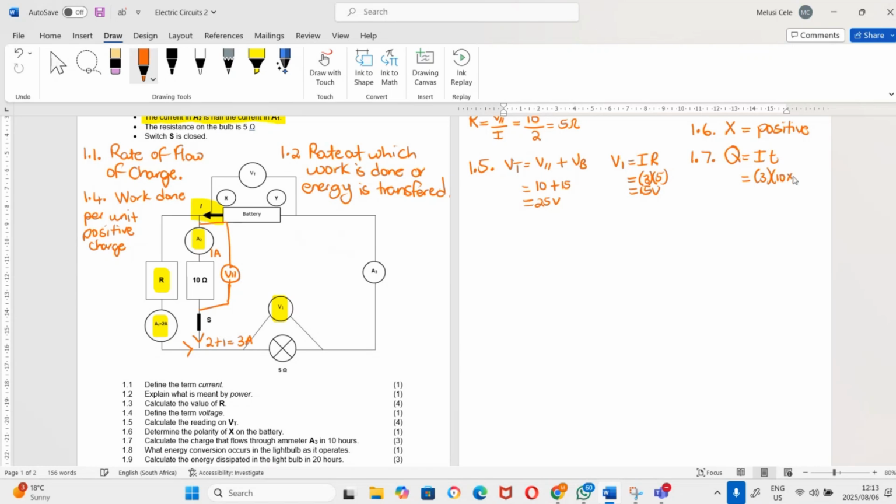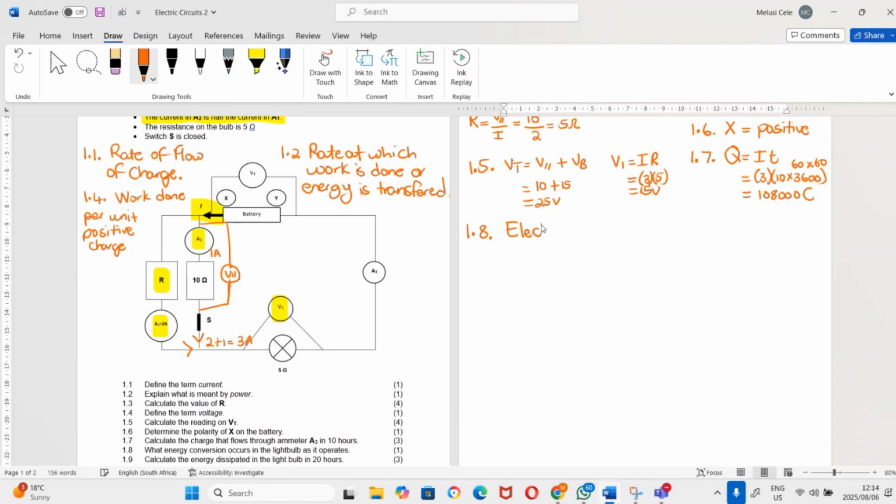And we have to convert that to seconds. So we'll just multiply by 3,600 or by 60 times 60. All right, and that would get us our answer. Let me just multiply that quickly. 3 times 10 times 3,600 gives us 108,000 coulombs.